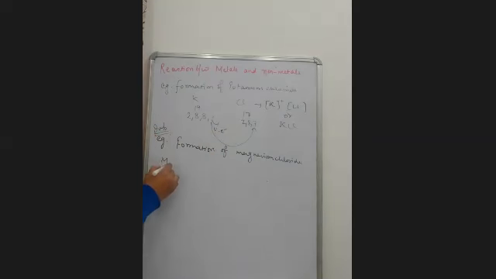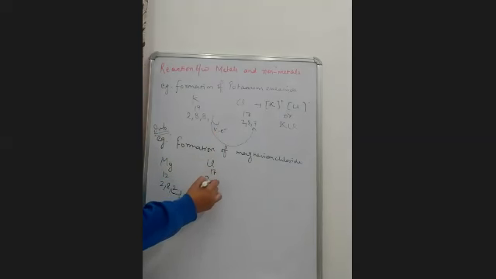Magnesium, atomic number 12, configuration will be 2,8,2. Magnesium needs to lose 2 electrons to complete its octet, and the atom combining with magnesium is chlorine. Atomic number 17, configuration 2,8,7. It needs 1 electron, but magnesium needs to lose 2 electrons.